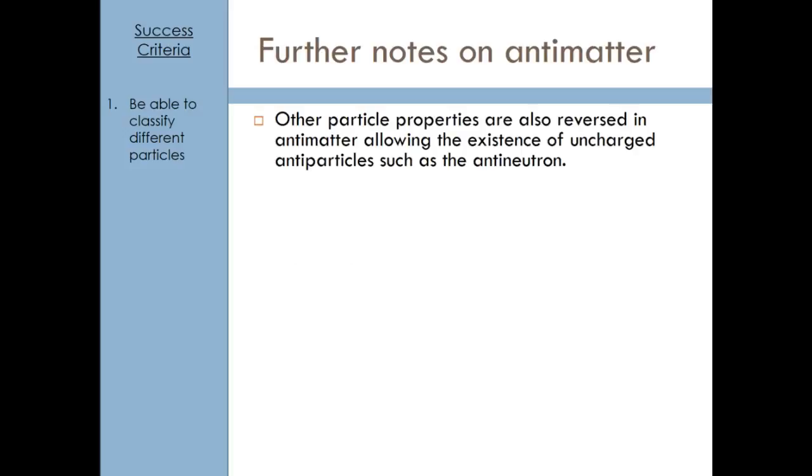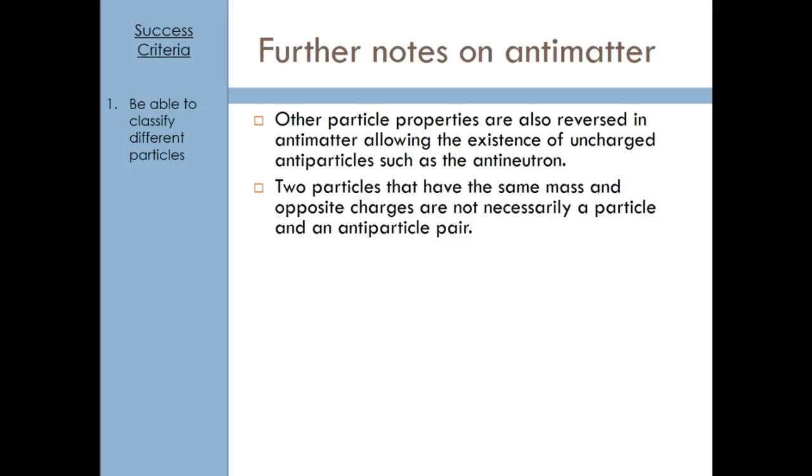So just some little notes on antimatter then. Basically all the particle properties are reversed, so there are uncharged antiparticles as well, so you can get an antineutron as well, because there are other properties that we don't need to worry about that can be reversed. Just because 2 particles have the same mass and opposite charges doesn't mean that they're a particle-antiparticle pair.